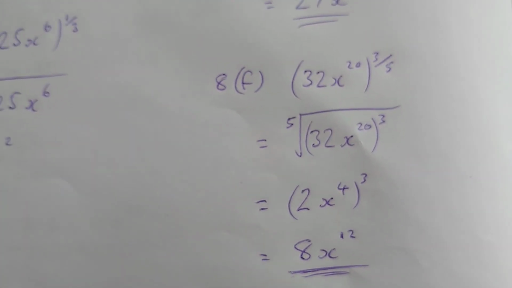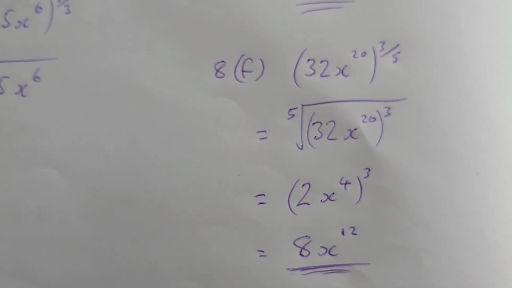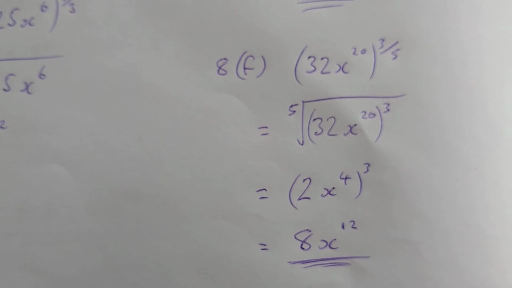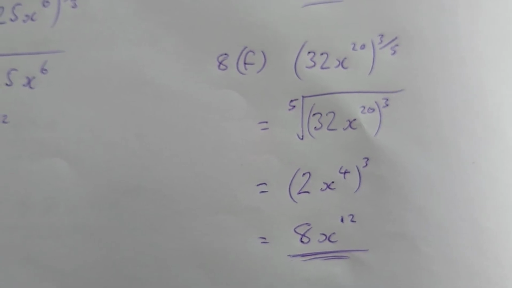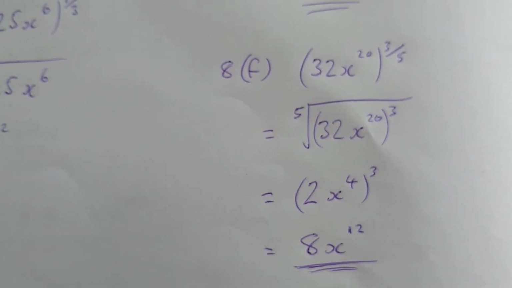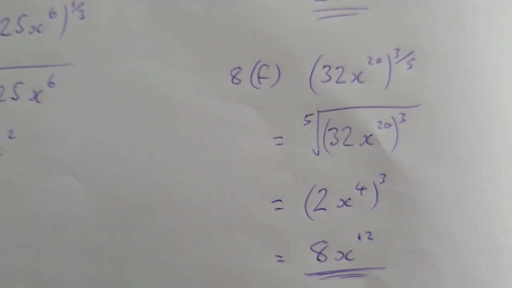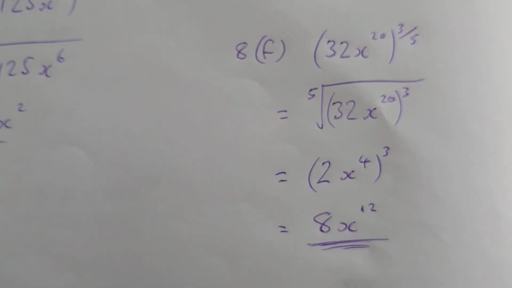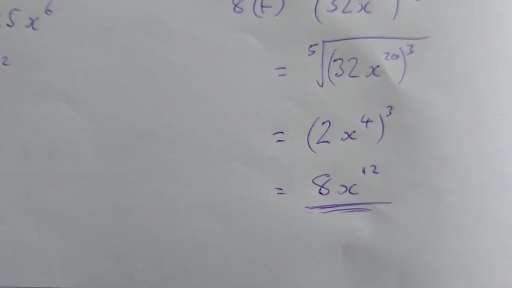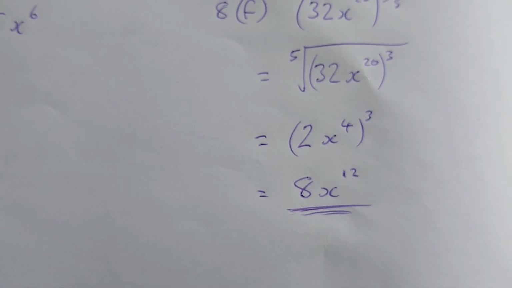Right, 8f. We have 32x to the power 20 all to the power 3/5. This is probably beyond what you would see in a National 5 exam. It might come up, but the chances are it would be slightly easier than this, if not quite a bit easier. So again, just follow the same rules. Top number is the power, so everything in the bracket cubed, and the bottom number is the root, so we're taking the 5th root of all of that. Now, if you're doing the 5th root of something, the chances are the answer will be 2 or 3 if it's non-calculator, because if you're doing a number to the power 5, it gets very large very quickly.